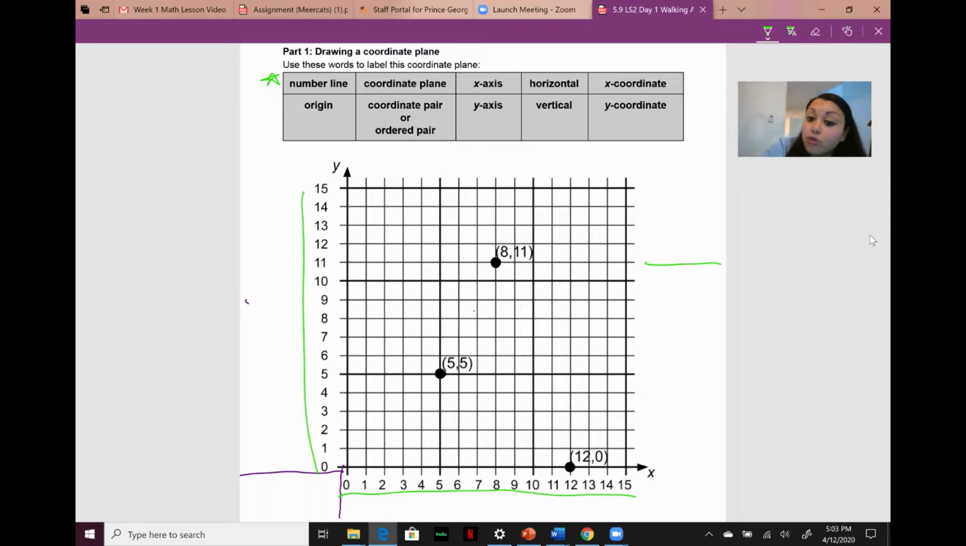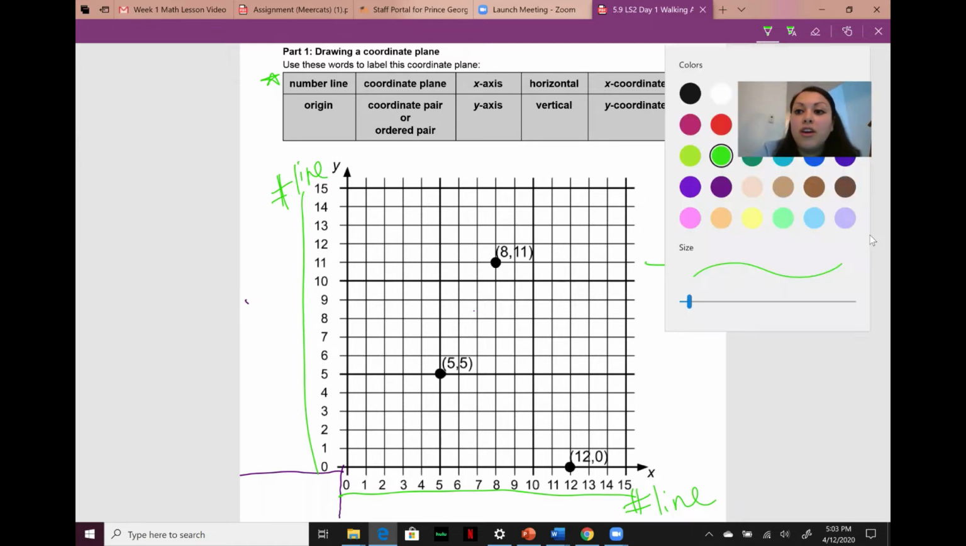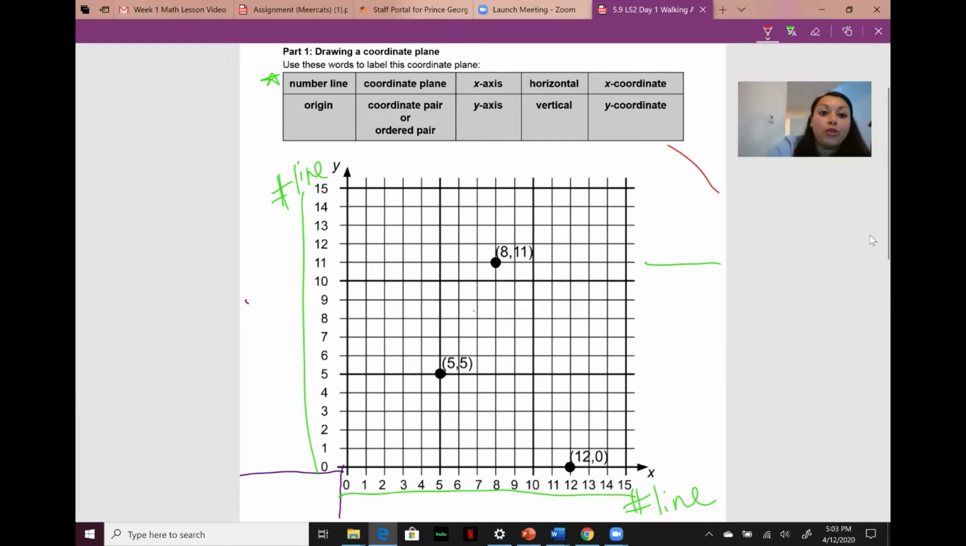If we look, we have 2 number lines. I'm going to abbreviate number and put the number sign. Both of these are number lines. One is going horizontal and one is going vertical. Horizontal meaning left and right, and vertical meaning up and down. The next word we're going to look at is coordinate plane. Generally, the coordinate plane is this whole thing. Once we talk about each word, we'll come back to describe that the coordinate plane is the whole thing, all these different parts coming together.